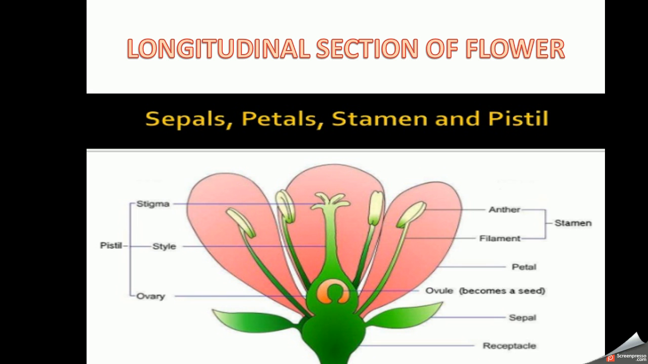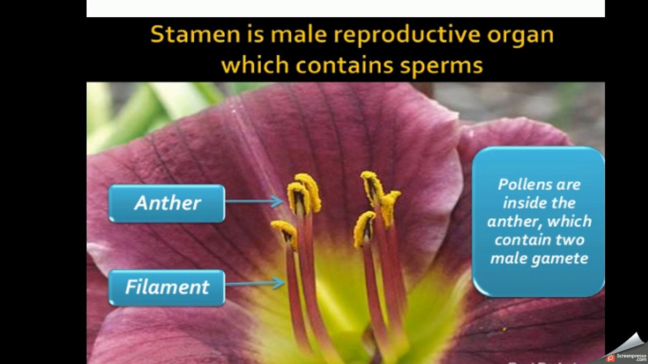Now, this is all about the structure of longitudinal section of flower. Now, coming one by one, you can see stamen. It is a male reproductive organ. It consists of anther and filament. This anther contains pollen grains, right? And each pollen grain, when it falls into the stigma, gives rise to two male gametes.